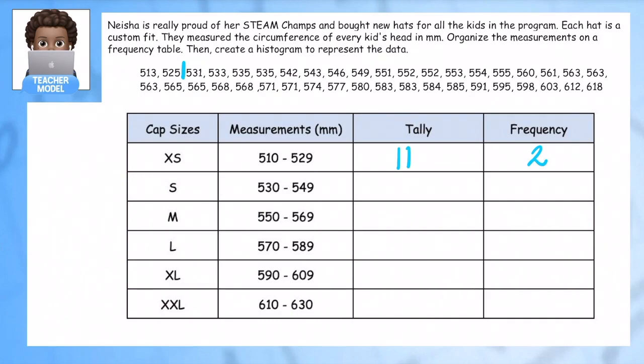Now I'm going to look for 530 to 549. So 549 up right here. So this was the extra small. Here's the small. And I'm just going to count up all these numbers. And while I'm counting, I can just make a slash. So 531, 533. So 1, 2, 3, 4, 5, 6, 7, 8.